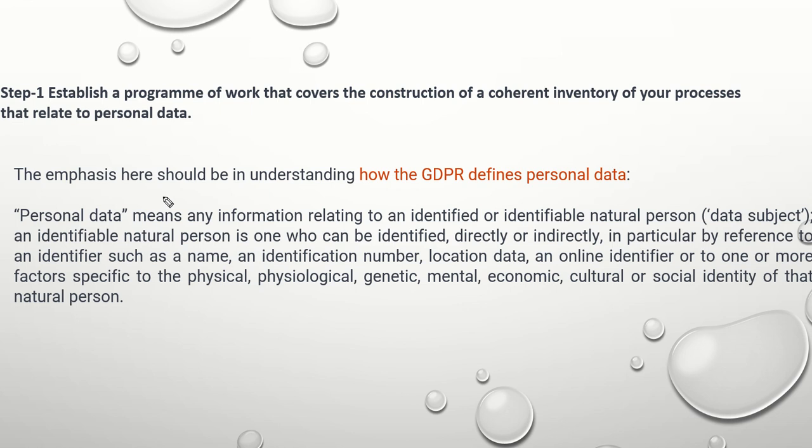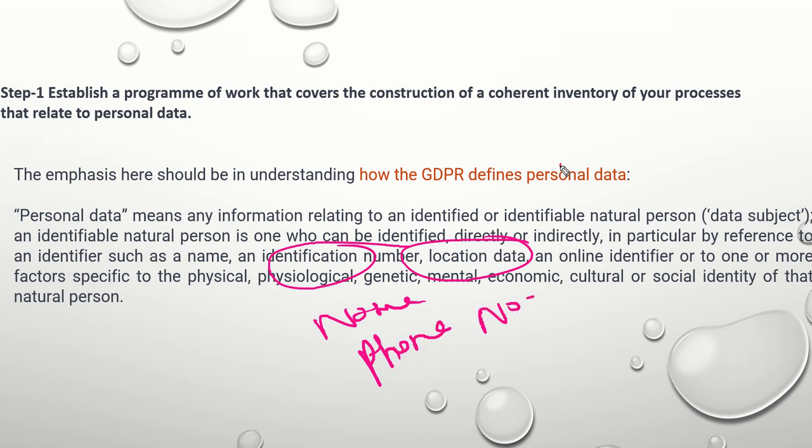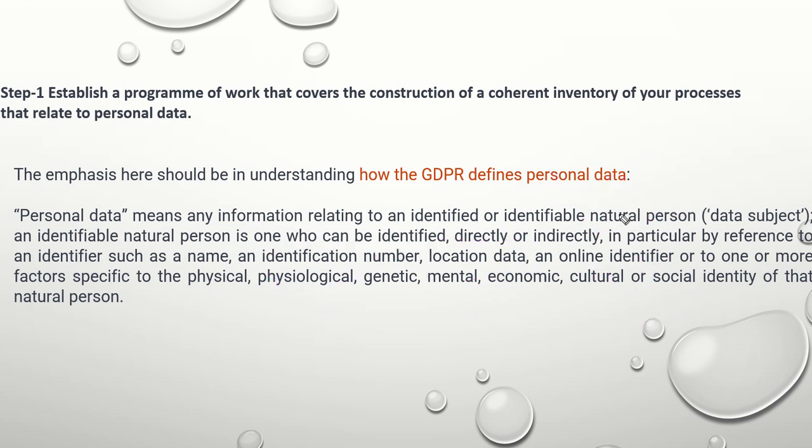The personal data which can identify a person includes your identification number, location related data, your name, your phone number, your social security number, your Aadhaar related data, or your age, your gender. So these are the things that come under personal data.